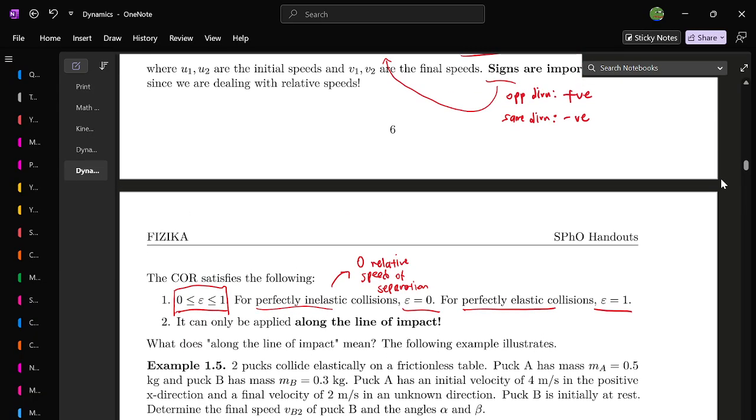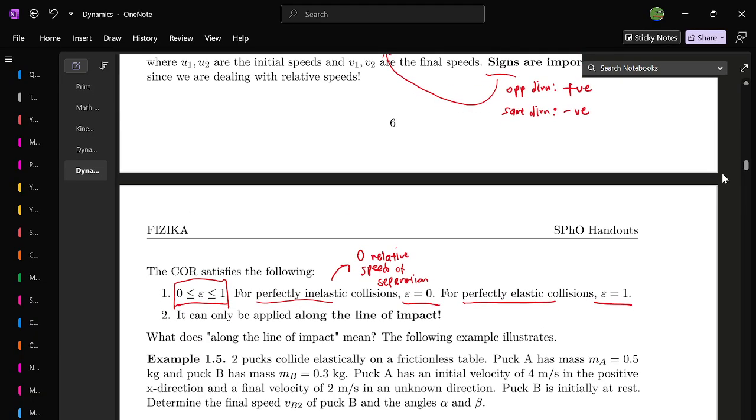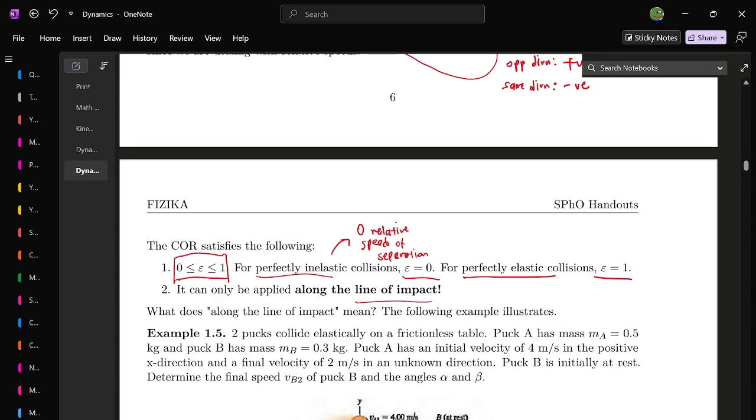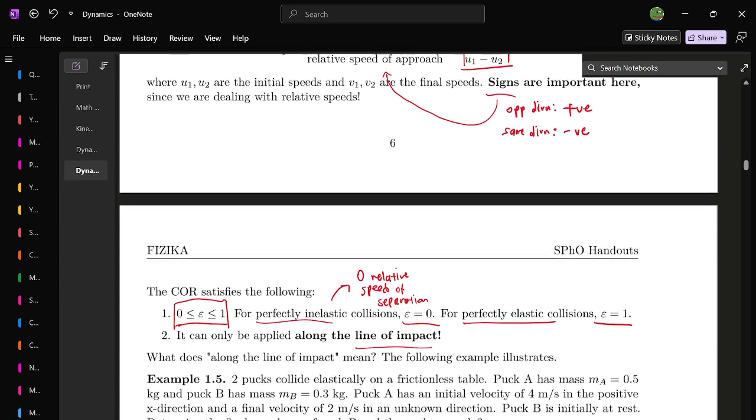Then another property is that this COR can only be applied along the line of impact. So what is a line of impact? This might be a bit subtle, so we'll go into that in example 1.5.